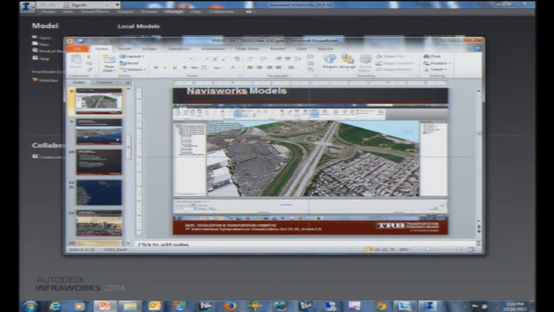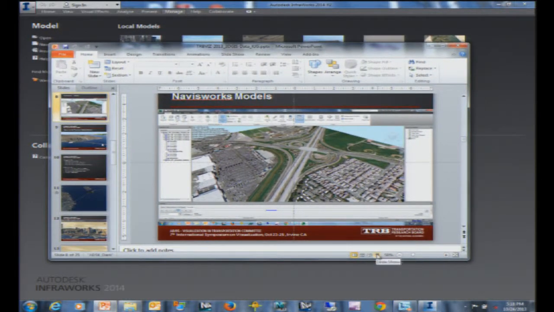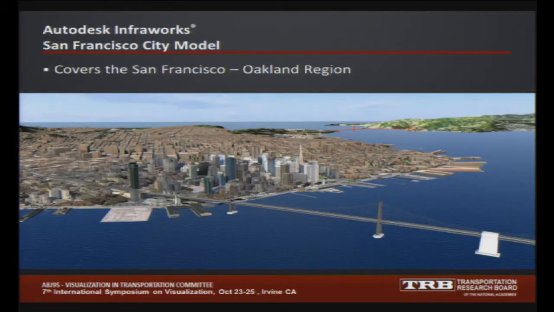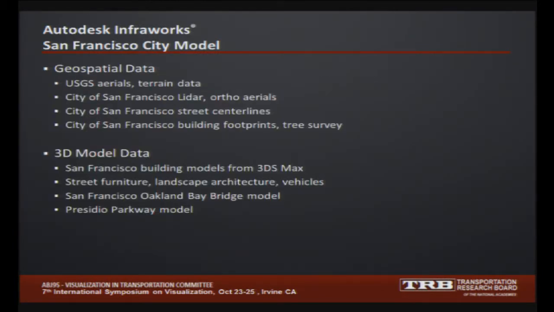So I'm going to talk about a couple of other models. Of course, I'm running InfraWorks in the background too. That probably isn't hurting anything, but I showed the San Francisco model yesterday. I just want to talk in a little more detail about the kinds of data we're bringing into this model. This was kind of an experiment for us to see just what we could get away with and really push the tool. We're using USGS terrain data, as usual, for most of the surrounding areas.